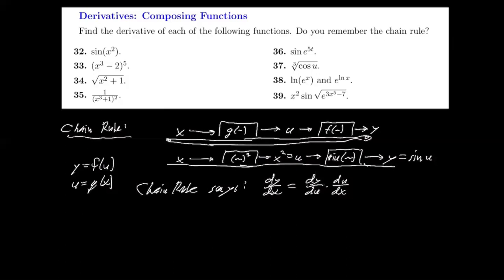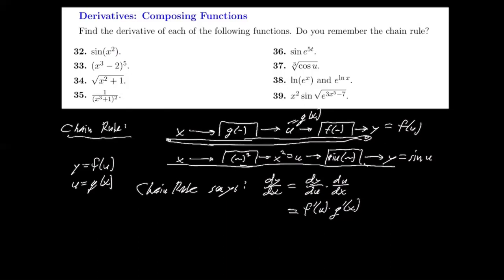And this is another reason why the Leibniz notation is nice, because these look like fractions, and the du's cancel and you get dy dx. So it actually makes some sense, hopefully. In this example, dy du is f prime of u, and du dx is g prime of x. So you could say that's f prime of u times g prime of x. And here y is f of u, and u is g of x.